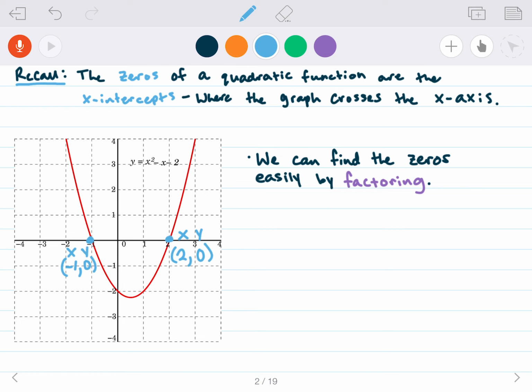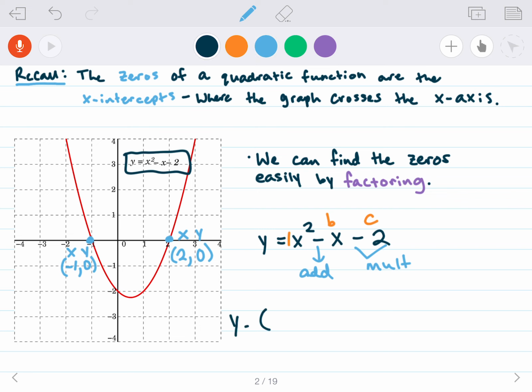So we did some examples last time. We found the zeros by factoring, and so our function right here can be represented by the equation y equals x squared minus x minus 2. Since this is in standard form and a is equal to 1, we can factor this. In our case, b is equal to -1 and c is equal to -2. We want to figure out what two numbers multiply to -2 but at the same time add to -1, and the answer there is -2 and +1.